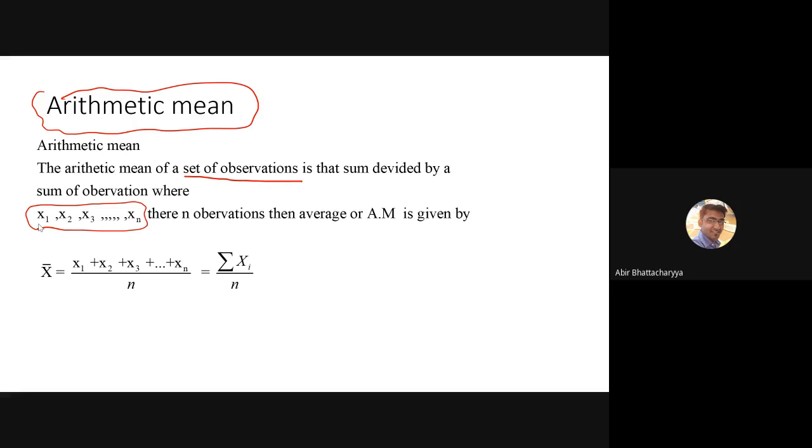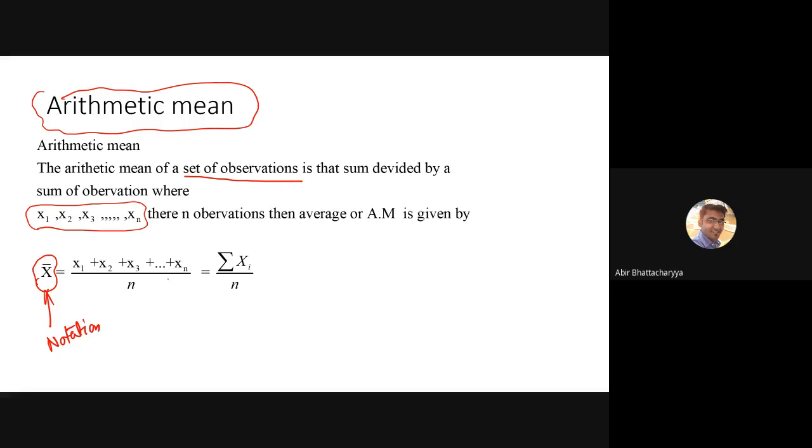Whenever you have any data sets, the quality of the data sets depends on the collection of the data sets. So the data set is given to you, you can find the arithmetic mean. Arithmetic mean means x bar. X bar is the notation of arithmetic mean.